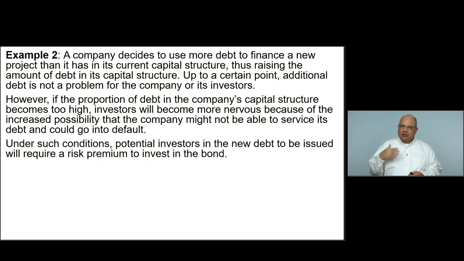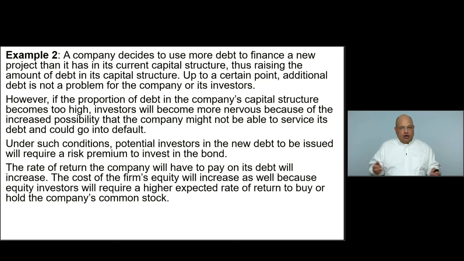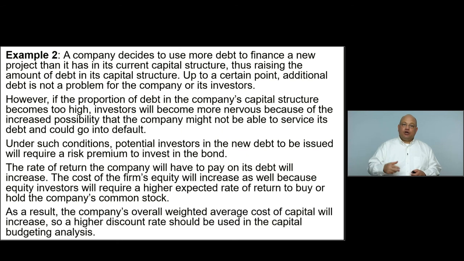Under such conditions, potential investors in new debt to be issued will require a risk premium to invest in the bond. The rate of return that the company will have to pay on its debt will increase. The cost of the firm's equity will increase as well because the equity investors will require a higher expected rate of return to buy or hold the stock. And so as a result, the company's overall weighted average cost of capital will increase. So again, a higher discount rate should be used in the capital budgeting analysis. Just as we're borrowing for this project, our capital structure is going to change. And so we're going to have to adjust the required rate of return for that project as well.